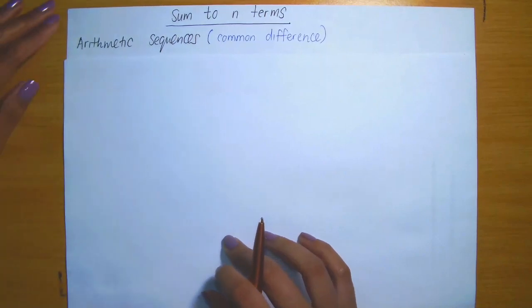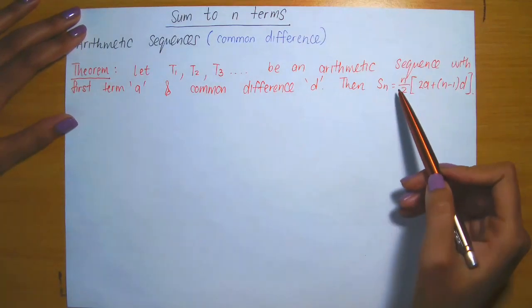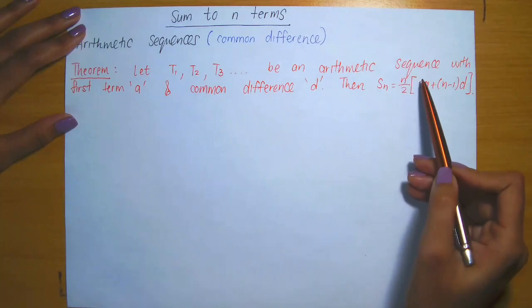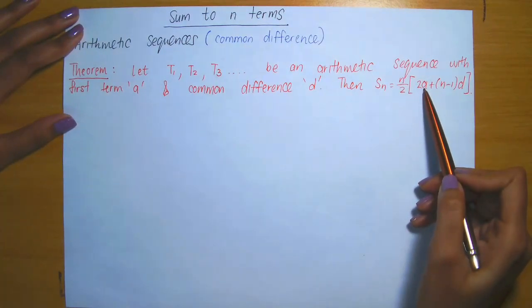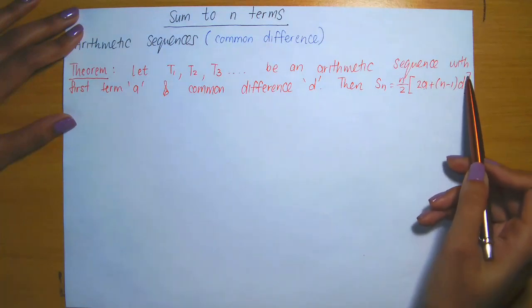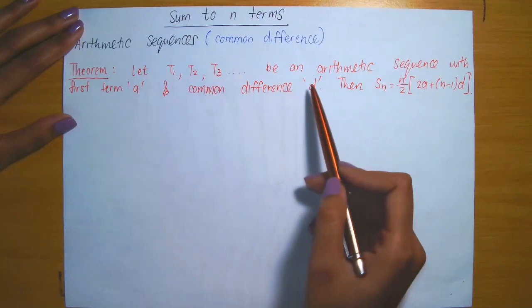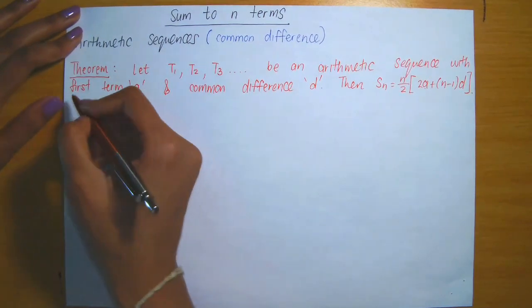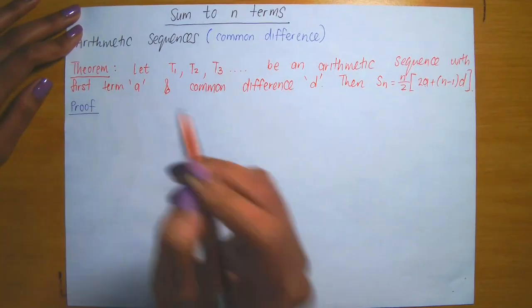Right, so what we're going to be doing today is proving that the sum to n terms formula for an arithmetic sequence is given by n divided by 2 multiplied by 2 times the first term in the sequence plus n minus 1 times d, where d is the common difference. So a is the first term and d is the common difference. And our task today is to prove that this is certainly true.